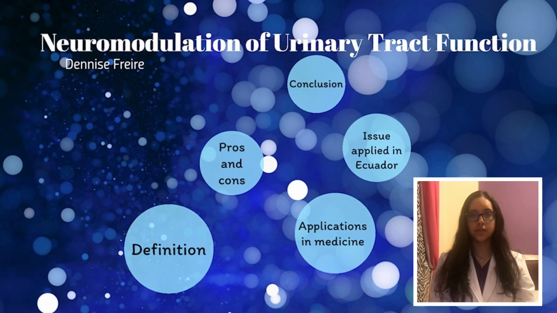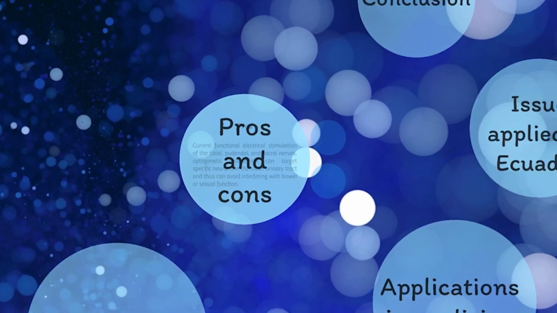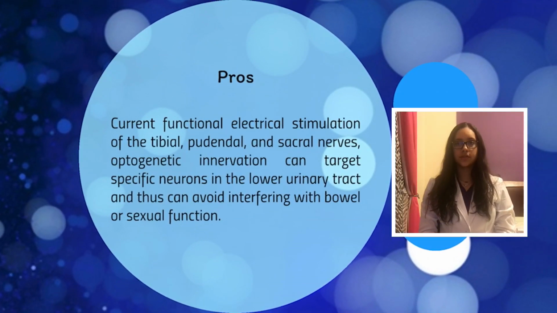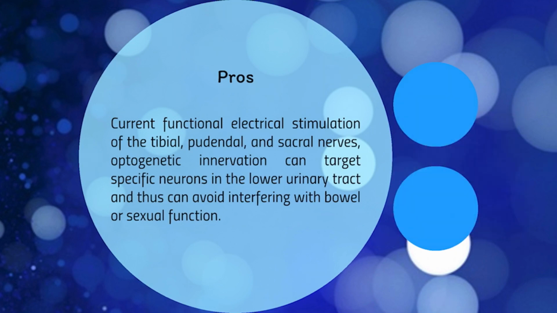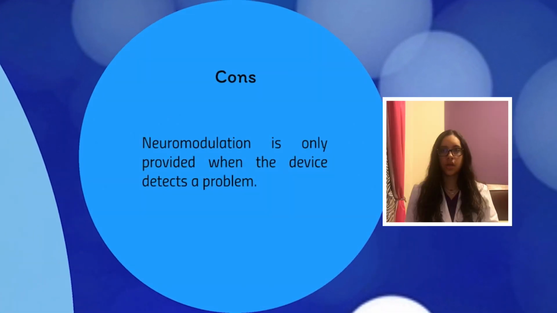Pros and cons. Pros. Compared with current functional electrical stimulation of the tibial, pudendal, and sacral nerves, optogenetic innervation can target specific neurons in the lower urinary tract and thus can avoid interfering with bowel or sexual function. Cons. Neuromodulation is only provided when the device detects a problem.